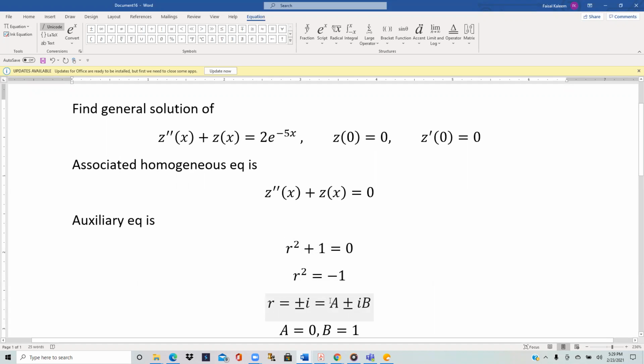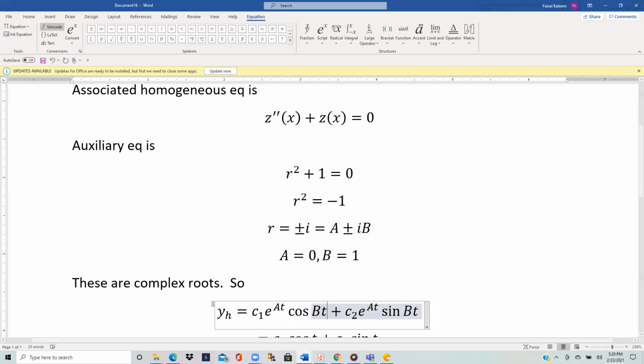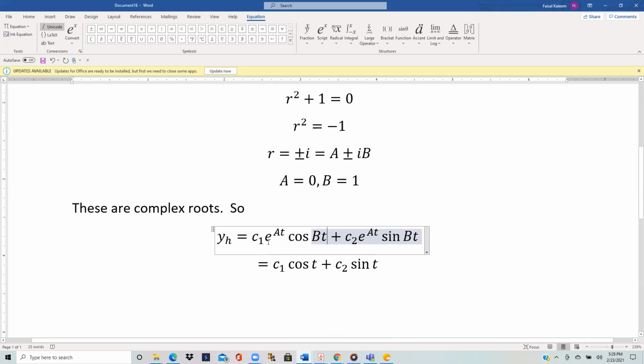And so this is of the form a plus or minus ib, where a is 0 and b is 1, because it's like plus or minus 1i. For complex roots, we know this is the form of the solution. So the homogeneous solution is c1 e to the at cos bt plus c2 e to the at sin bt. Since a is 0 and b is 1, e to the 0 is 1, so the e term goes away, cos bt is just cos t, and then plus c2 sin t. So that's the homogeneous solution.